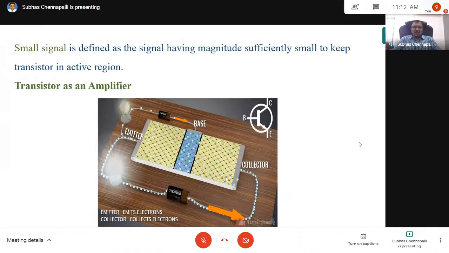This is emitter, base, collector. Small signal is defined as a signal having magnitude sufficiently small to keep the transistor in the active region. Certainly, in the active region even for power amplification also, but we have various types of power amplifiers like A, B, C. When we go there, we will discuss them. Okay, here we discuss the transistor as an amplifier.